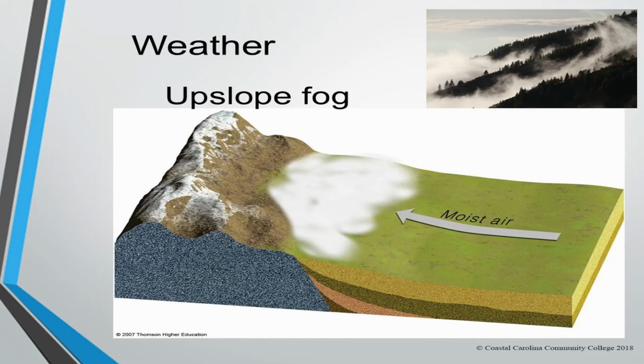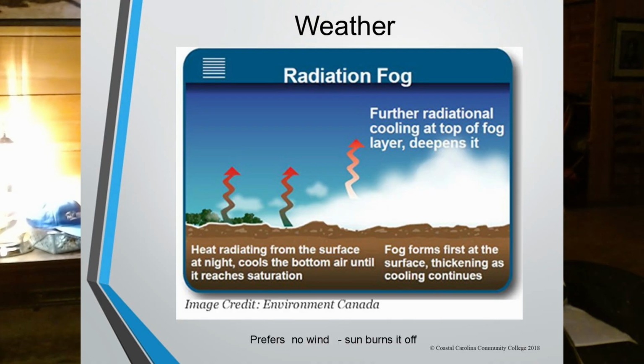Upslope fog is just what it sounds like. Remember, it cools off as you rise in altitude, so your moist air blows up the side of some obstruction and it cools off until the moisture condenses and you get fog. Precipitation fog. Rain falls through the air. It hits a surface. Now the surface is warm enough to evaporate some of that rain. And as it goes back up, it hits the dew point and comes out as fog.